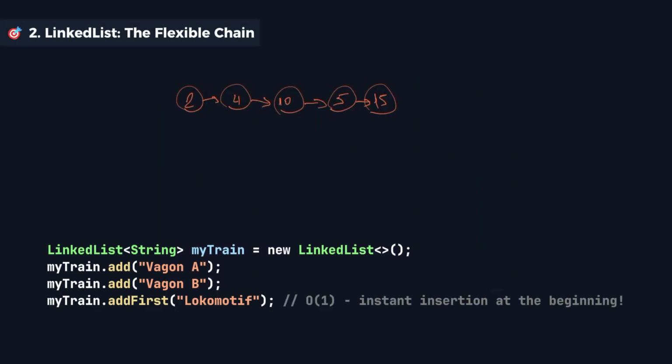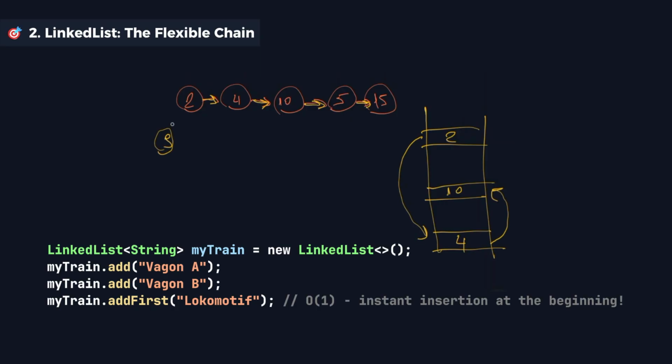Linked list, the flexible chain. This is the solution to the rigid structure of arrays. A linked list doesn't store data contiguously. It stores it in separate nodes that point to each other. So how is this stored in memory? One node could be in one corner of the memory, and the next node could be somewhere completely different. The only thing holding them together is that magic link between them, the pointer.